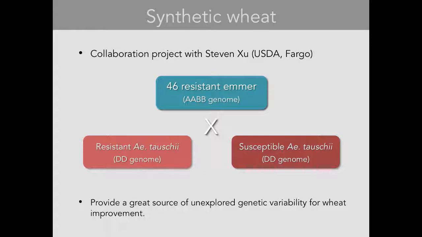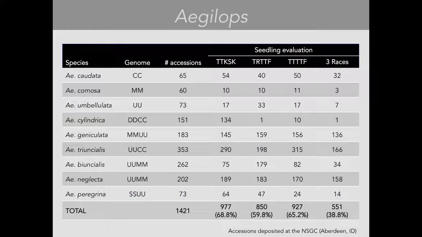In particular, this cross combines the resistance that is coming from the tetraploid with the resistance that is coming from the diploid species. In addition to the tetraploids, we have also been exploring the tertiary gene pool of wheat for resistance to stem rust. You can see in this table that we characterized 9 diploid and tetraploid Aegilops species. We performed an evaluation for about 8 races, but today I'm presenting a summary of the 3 relevant ones.